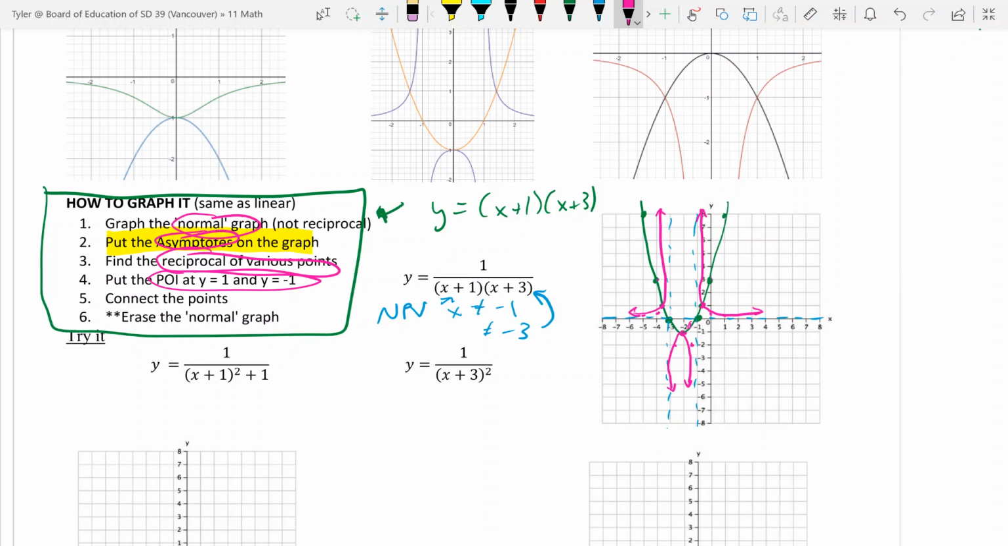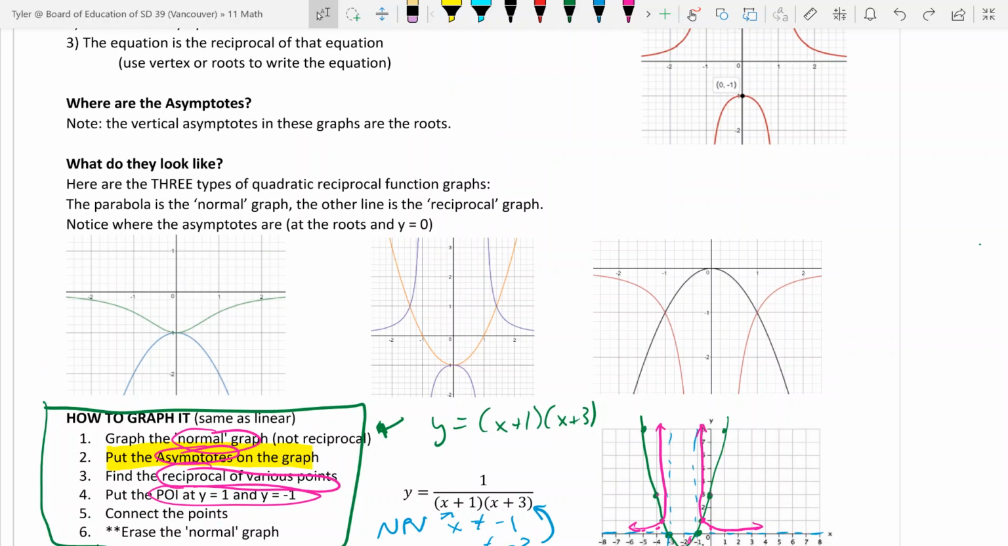The last thing we should do is erase the normal graph. So that parabola should be gone, and it should just be the pink parts left. So you can erase it or whatever you have to do. I like showing it just so you can see it. So let's look at these 3 examples.